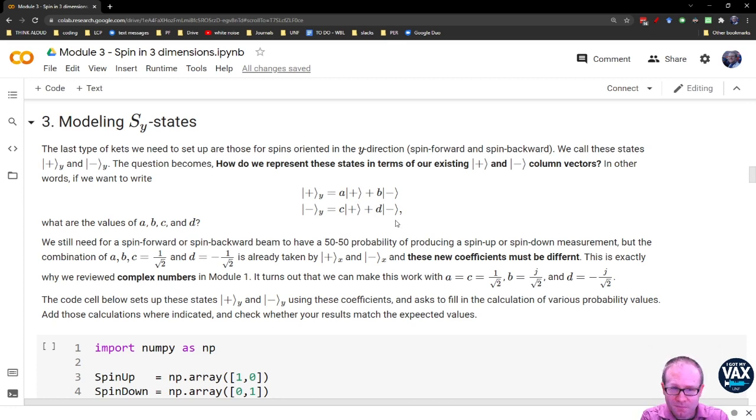And so it turns out you can make this work if you make A and C equal to 1 over square root of 2, just like you had in the SX states. And then here, to get B and D, we've got to tack on a square root of negative 1. We've got to take the imaginary number J and put that in the numerator in place of a regular 1. Notice it's still going to be plus and minus so that we'll end up with everybody having the appropriate inner products that we need, but we need those imaginary numbers for this to work out.